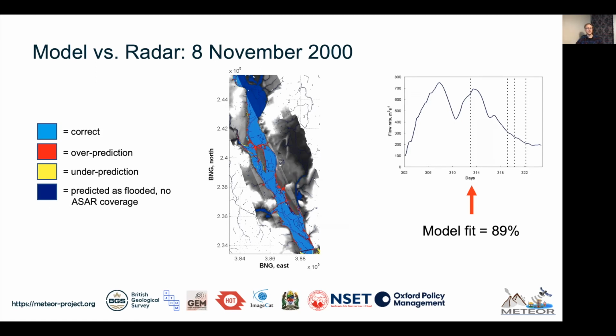And you can see on the right-hand panel, the flow going into the model. And at the point in time where the SAR observations were taken, where the picture was taken effectively, you can see we have a model fit of about 90%. So the models are indeed very skillful. They can be used to accurately predict and recreate flood events.